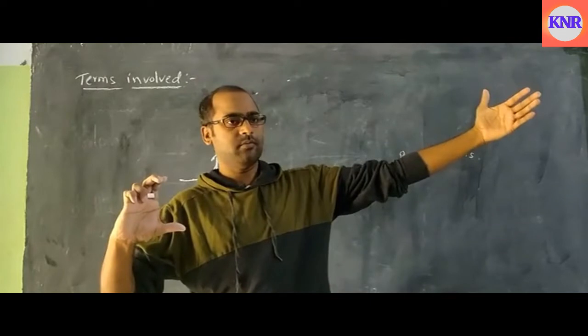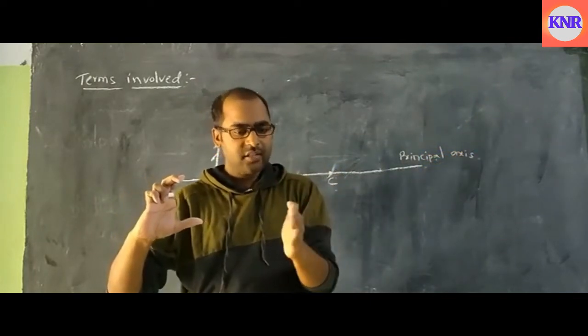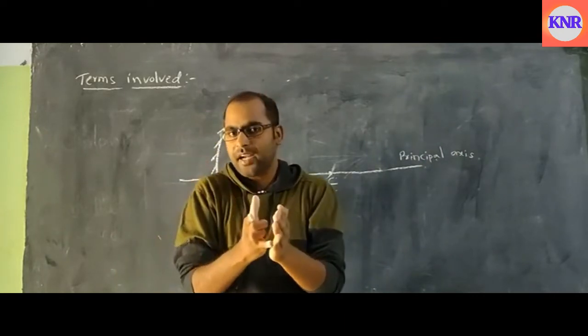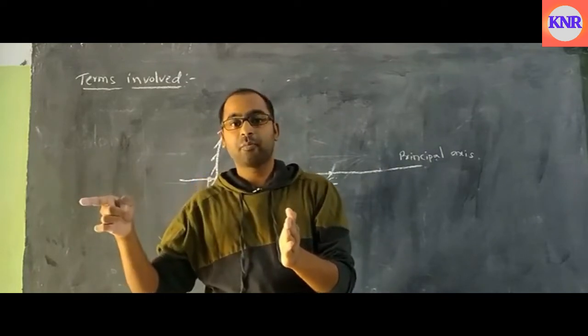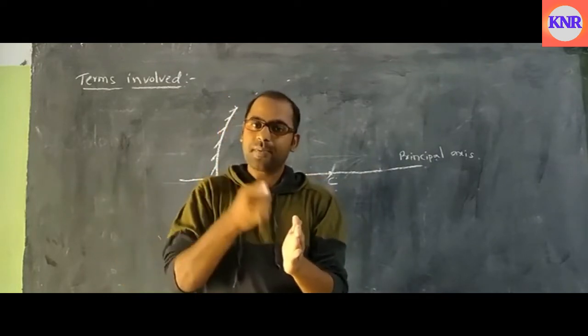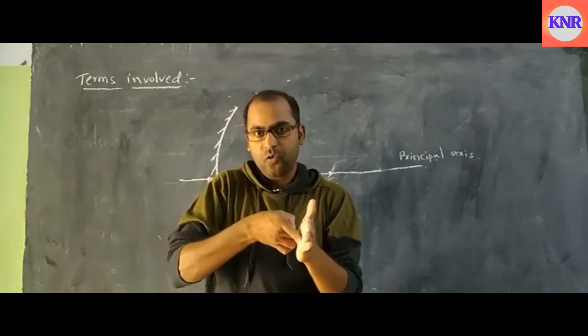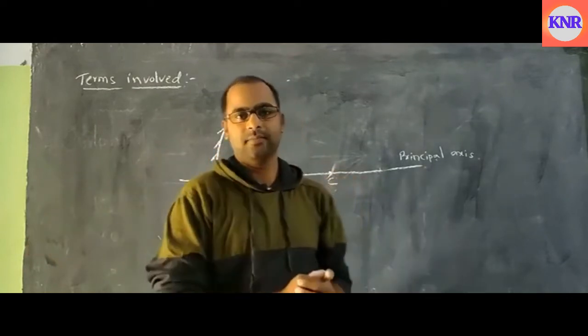There is a tree, and the screen should be moved here and there to get a bright image. Where we get the bright image, that point will be the focus of that concave mirror, the focal point or principal focus, we can say. The distance between this focal point and the mirror is called the focal length, right?